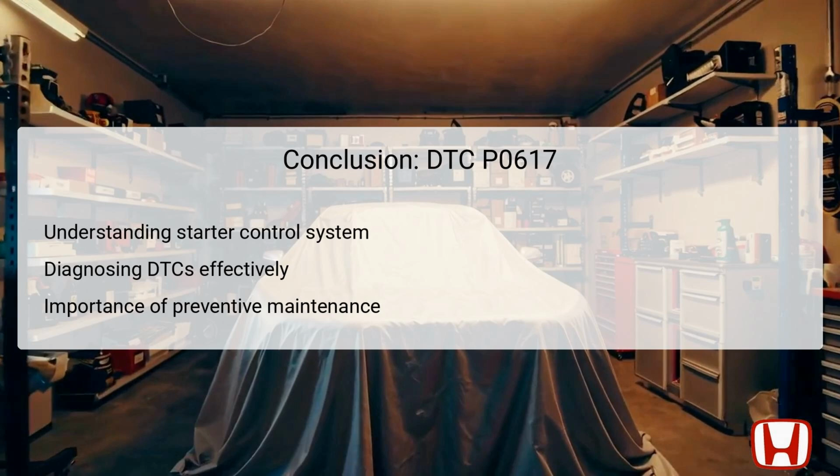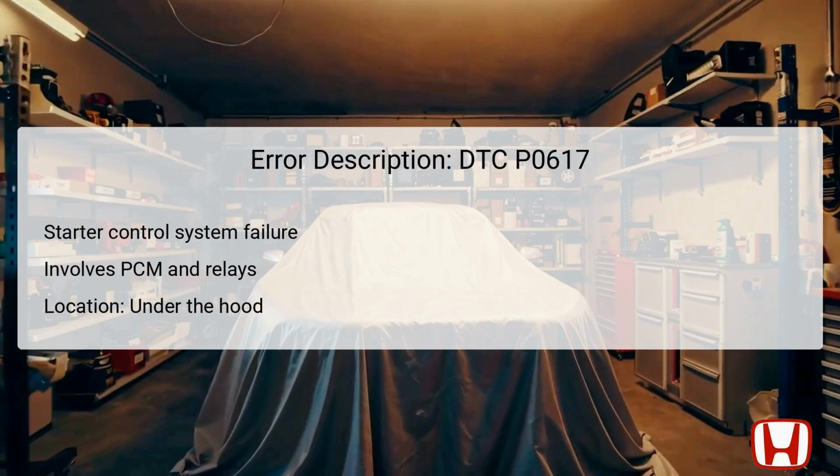vehicle's electrical systems. The starter cut relay diagnosis circuit high voltage error highlights an issue within the starter control system, which prevents unintended starter activation. This system is intimately linked with the vehicle's PCM, which is responsible for controlling the relays. The relays, situated in the engine compartment, play a vital role in regulating power to the starter motor based on specific conditions, such as the gear shift position and clutch engagement.